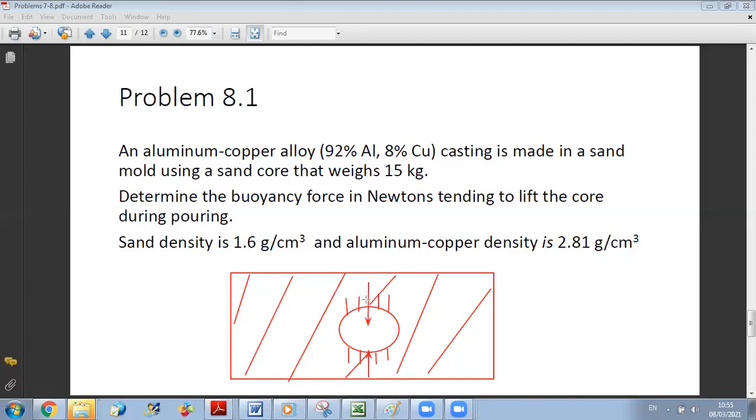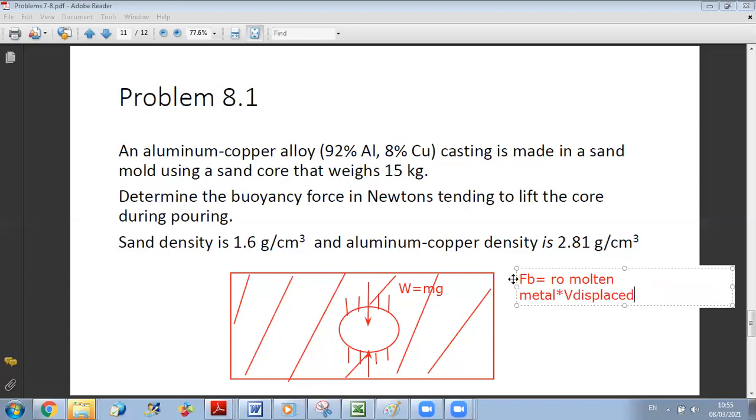Now, how to calculate these forces? For the weight, it's very simple. The weight is the mass times g, so no problem with it. Now the buoyancy force is calculated as follows. It is equal to rho of the fluid, so here rho of the molten metal just after pouring of course, times the volume, what we call displaced volume. What is displaced volume?